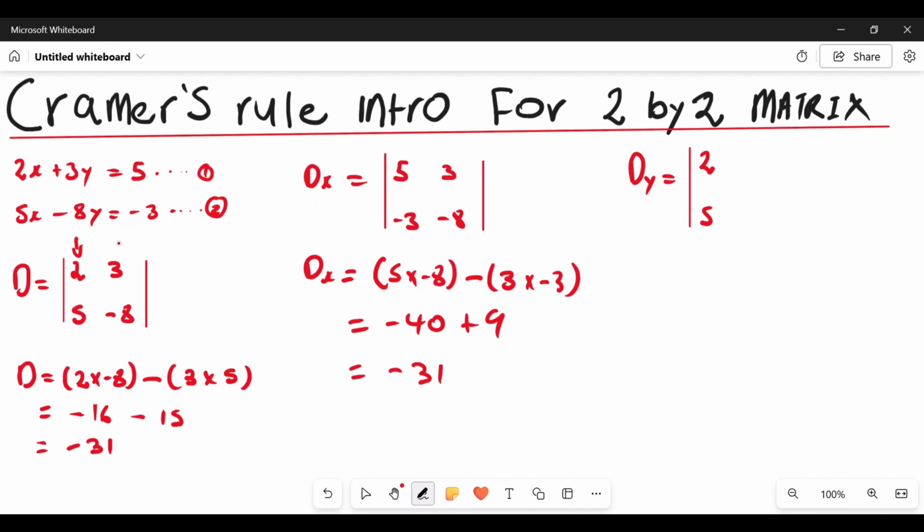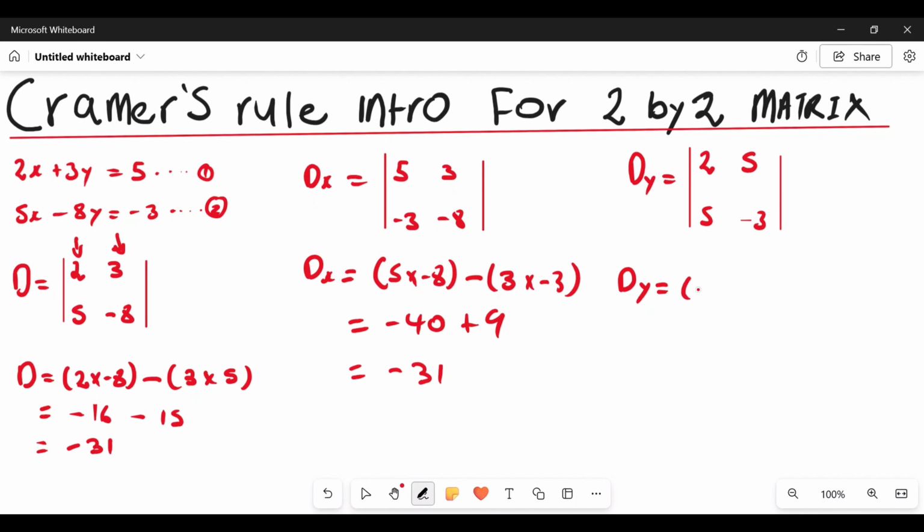But as for the second row, whereby we put the coefficient of y, now we're gonna substitute this coefficient of y with our constant. Now on the second entry, we're gonna put the constant on equation 1, and then on the last entry, we're gonna put the coefficient of equation 2. Then we start calculating the determinant for dy.